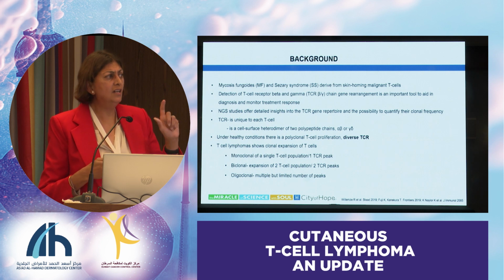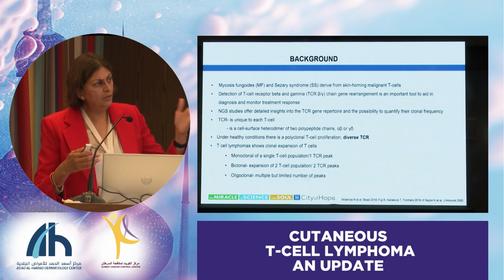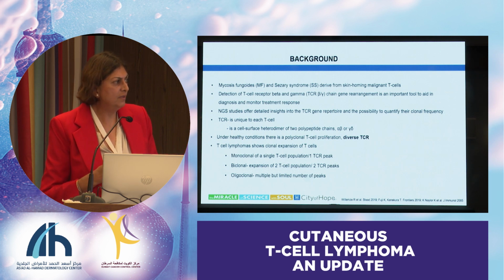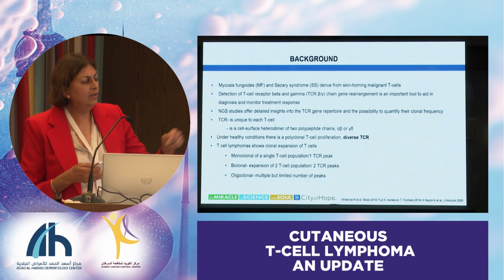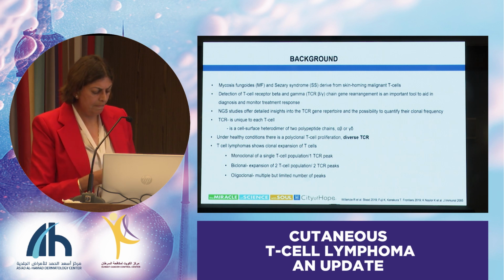And as you know, TCR is a heterodimer. It has two polypeptides, the alpha, beta, or gamma delta chains. So the malignant cell clone will have either an alpha, beta, or a gamma delta subtype, mostly alpha, beta for mycosis fungoides. And then you can look for clonality by looking at these peaks in TCR arrangements.